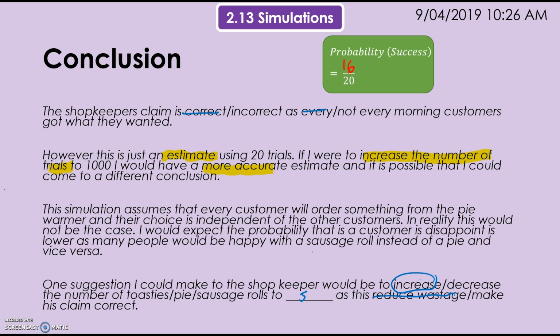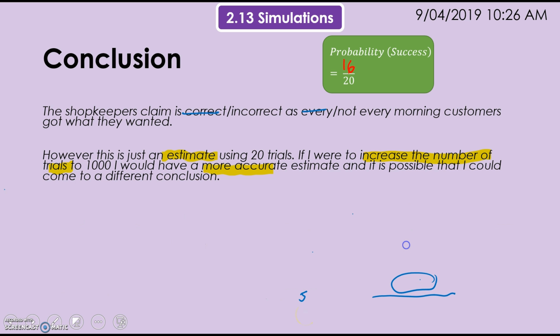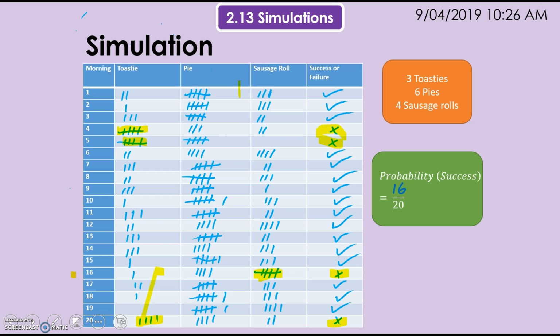All right. So that last one is a suggestion. If you take a look at this, you can see that our 3 situations here would have been okay by increasing it up to 5 toasties rather than 3. So that would do it. You could extend that to say that you could increase the number of sausage rolls as well, then we would have got 100%.